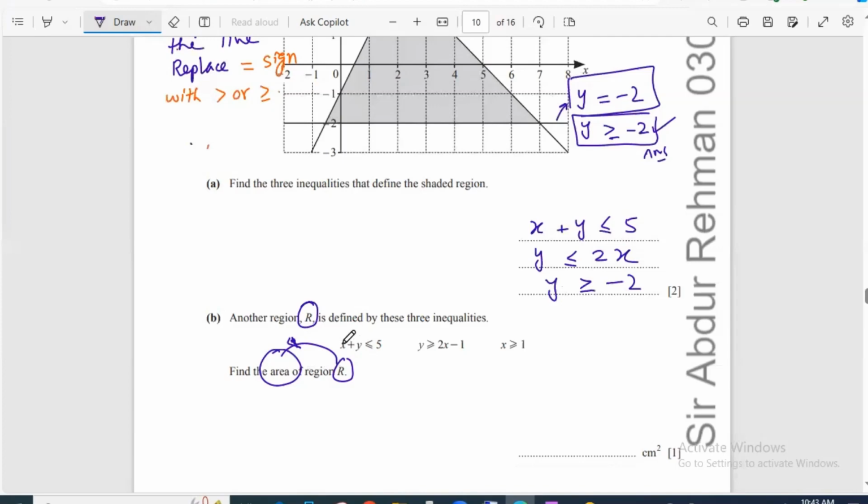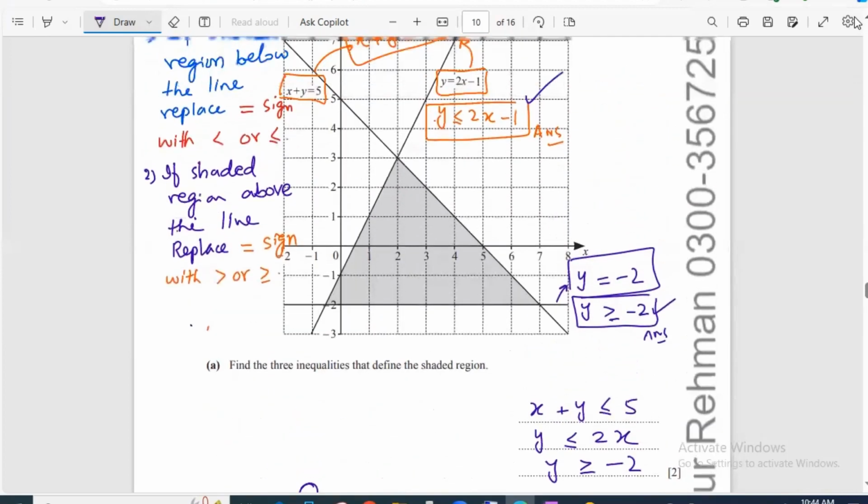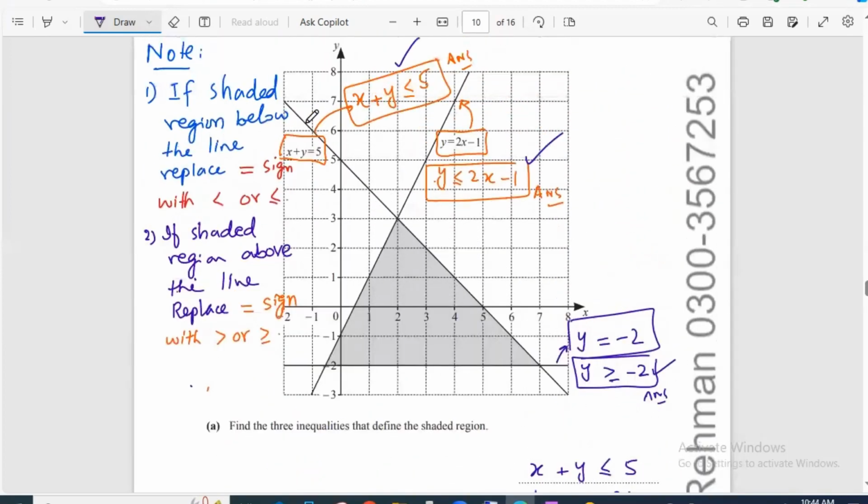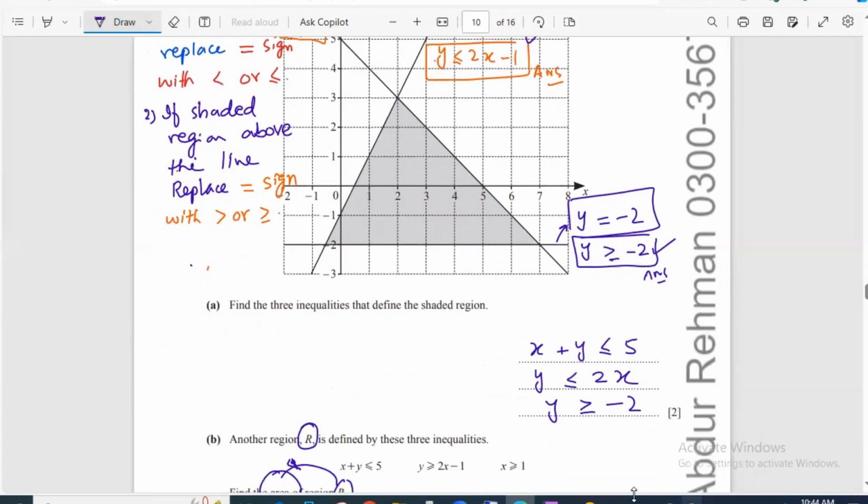Region R is in the line x plus y less than equal to 5. This is the line x plus y less than equal to 5. So region R is under or below this line x plus y equals to 5, right? So the second is y is greater than equal to 2x minus 1. It means this is y greater than 2x minus 1.